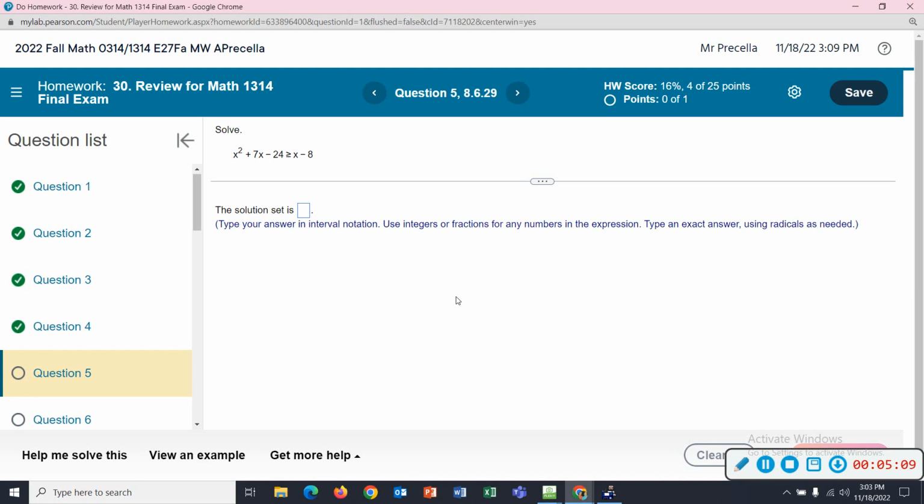Well, to find the solution cut points, you put an equal sign in place of the greater than or equal. And we now have an equation that we know how to solve. It's a quadratic equation. So I'm going to get a 0 and factor. So I'm subtracting x. So we have x squared, 7x minus 1x is 6x. Negative 24 plus 8, negative 16, equals 0.